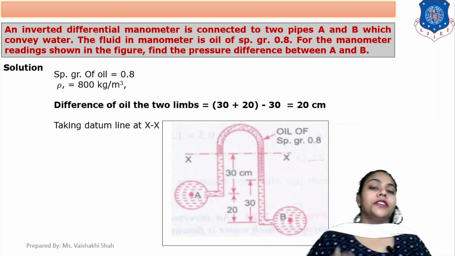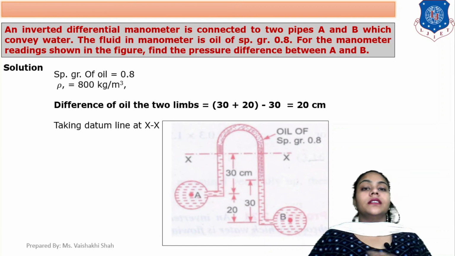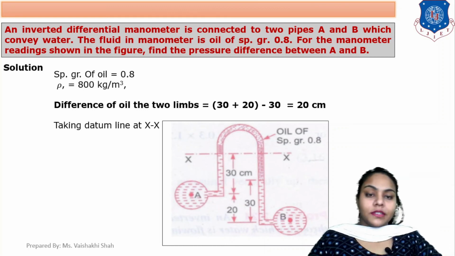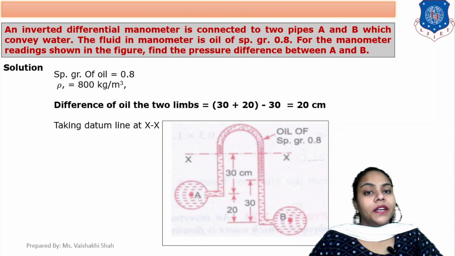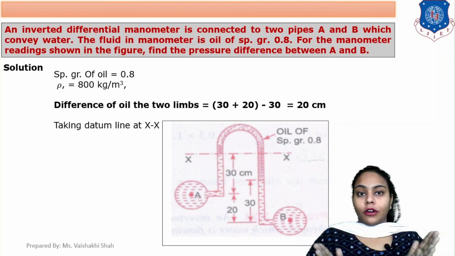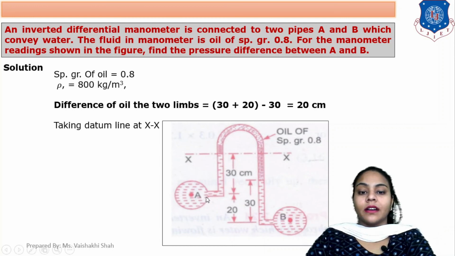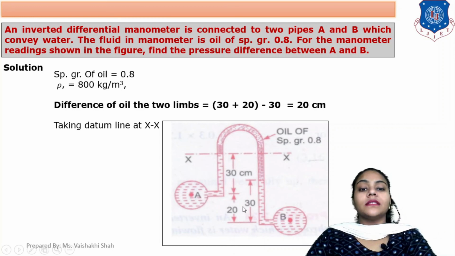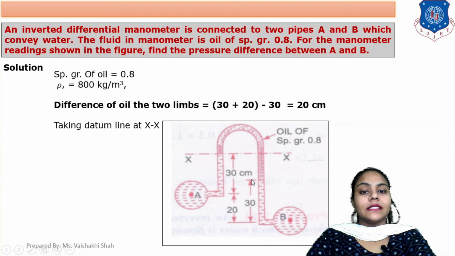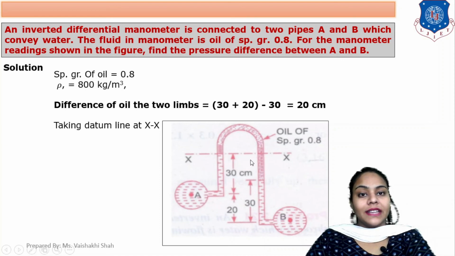Here we have to find out the pressure difference between 2 pipes. Okay. Here specific gravity of oil is 0.8. So, density is 0.8 into 1000, which is 800 kg per meter cube. Now, what is the difference of oil layer in the 2 columns? See in the diagram, it is 30 plus 20 minus 30. So, you get this distance, which is 20 centimeter, that is your difference of oil.